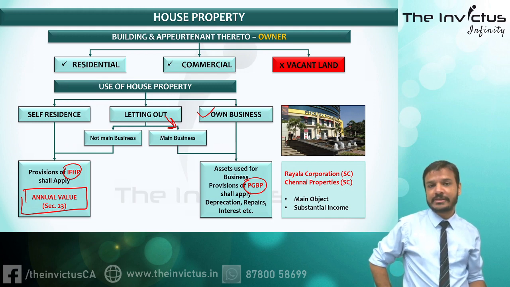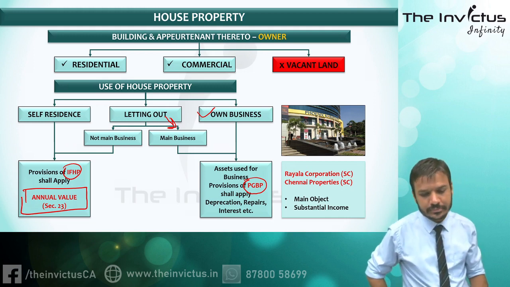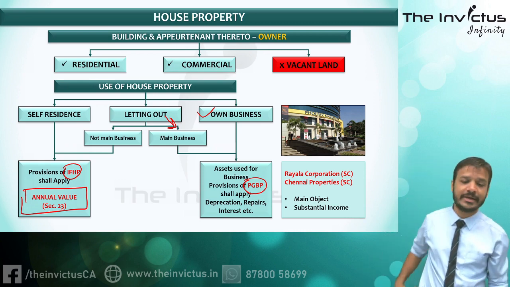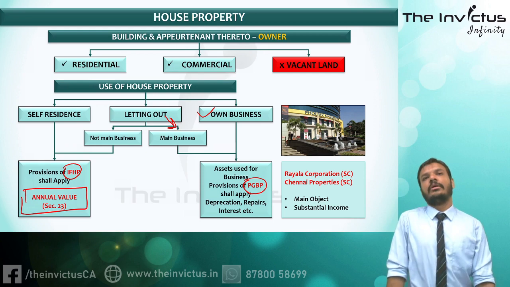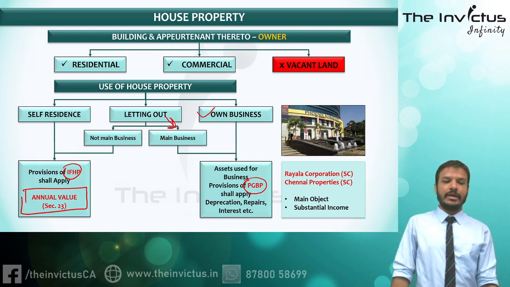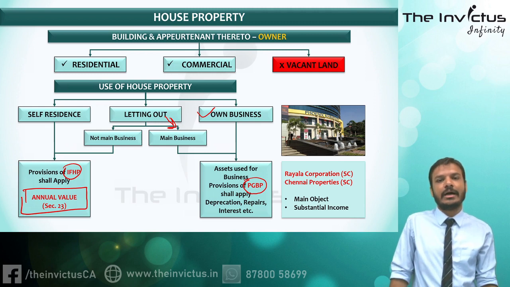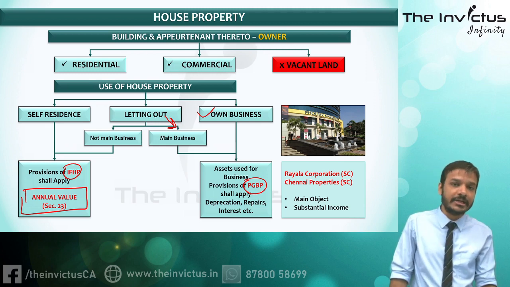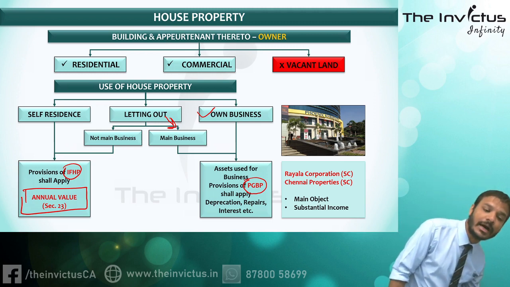Two major landmark judgments from the Apex Court, first is Rayala Corporation and second is Chennai Properties and Investment. We'll discuss these also. So how can I say that my main business is letting out of the property, and my income from that letting out will be taxable under income from other sources? How can I say that?